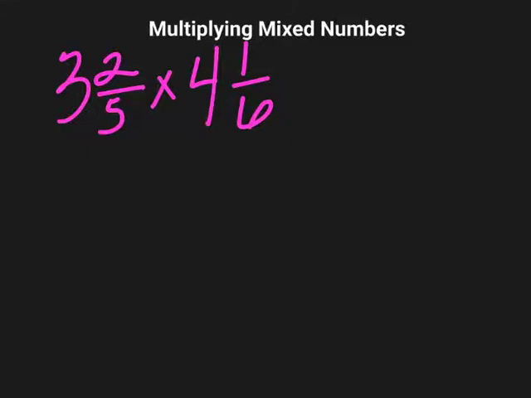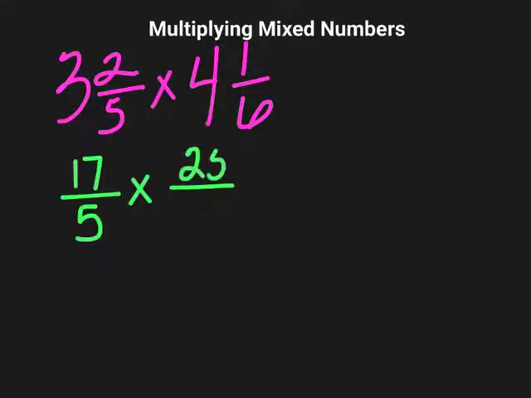So we're going to do 3 times 5, that gives us 15. 15 plus 2, that gives us 17 for our numerator. Denominator of 5. And remember, if you have problems with changing a mixed number to an improper fraction, refer back to my video of changing mixed numbers to improper fractions. And now we have 4 times 6, that gives us 24, plus 1, that gives us 25 for our numerator. Our denominator is 6.